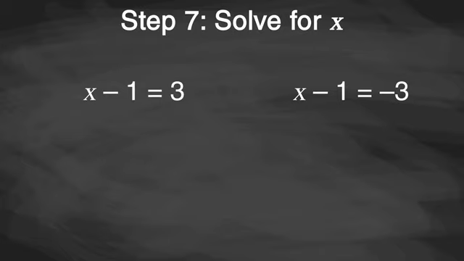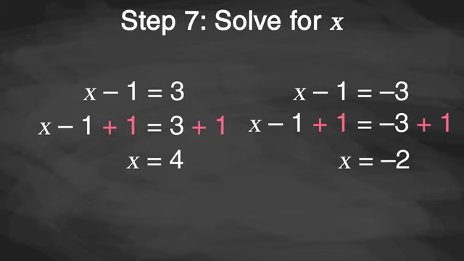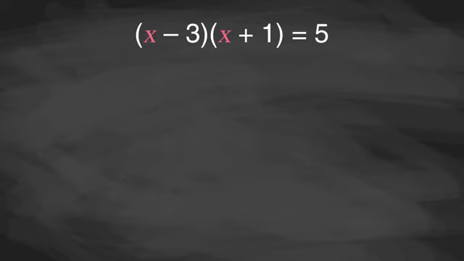Step 7. Solve each equation. In the equation x - 1 = 3, add 1 to both sides and the solution is x = 4. In the equation x - 1 = -3, add 1 to both sides and the solution is x = -2. Now let's check your solutions.